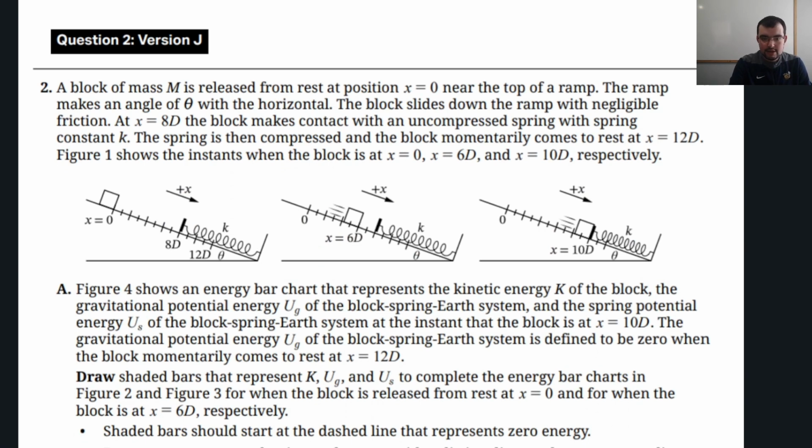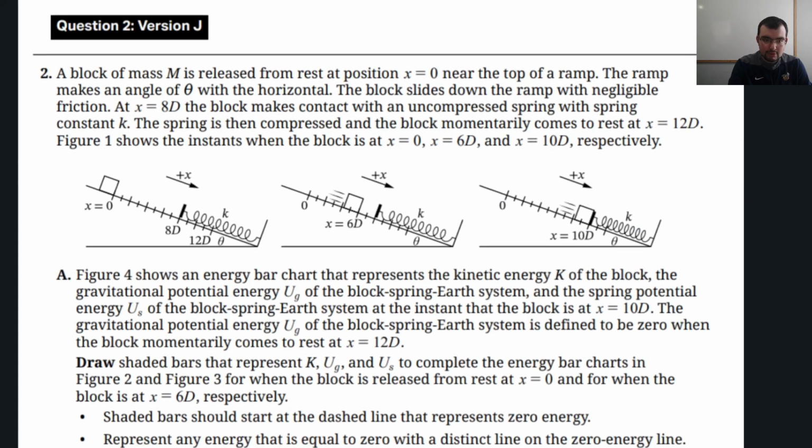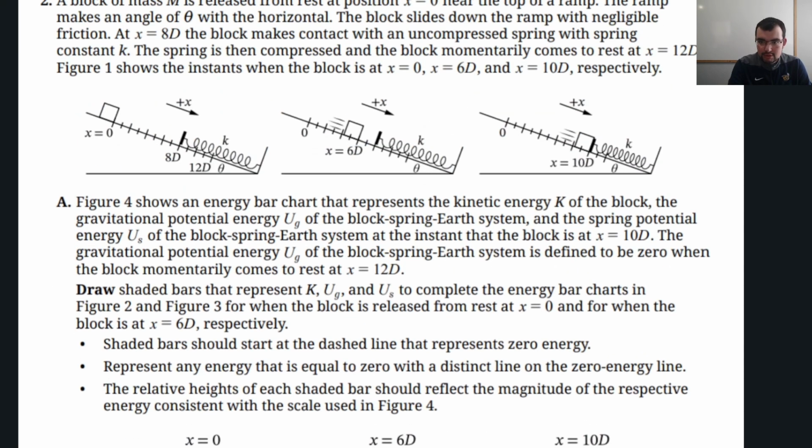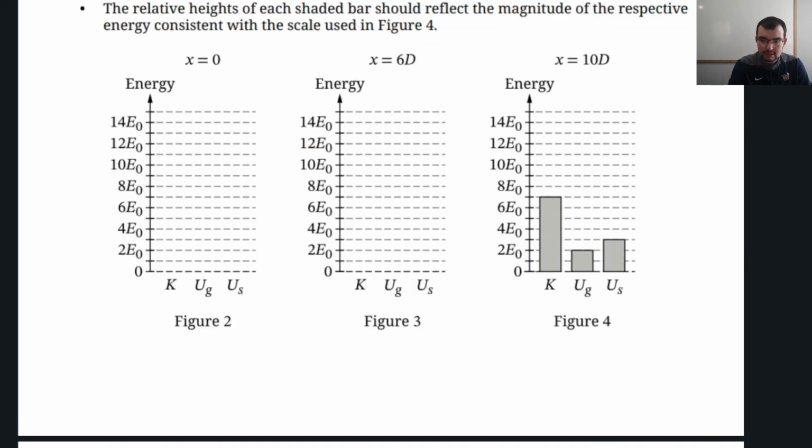All right, now we got an energy conservation. We have a block that's sliding down a ramp, compresses a spring, and then stops. So the first thing we're going to do is draw some energy bar charts at each of the following points. So first, when the block is at the top of the ramp, then when the block is halfway down the ramp, and then when the block is compressing the spring some distance, it's already drawn for us.